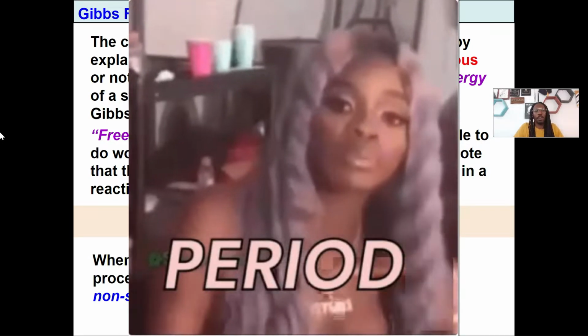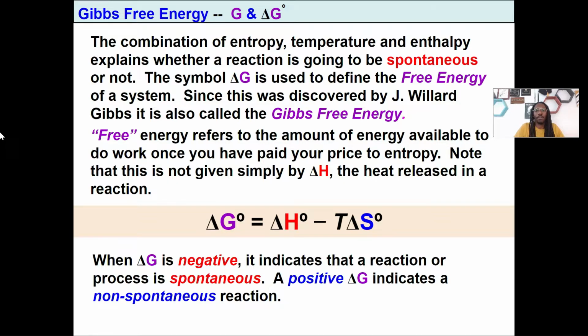Now, the free refers to the amount of energy available to do work once you pay your price to entropy. It takes into account entropy and enthalpy, so it's basically the leftover energy after entropy. That's how we can think about free energy. One thing I want to point out is that this is not given simply by the delta H or entropy being released in a reaction. We just want to remember that.